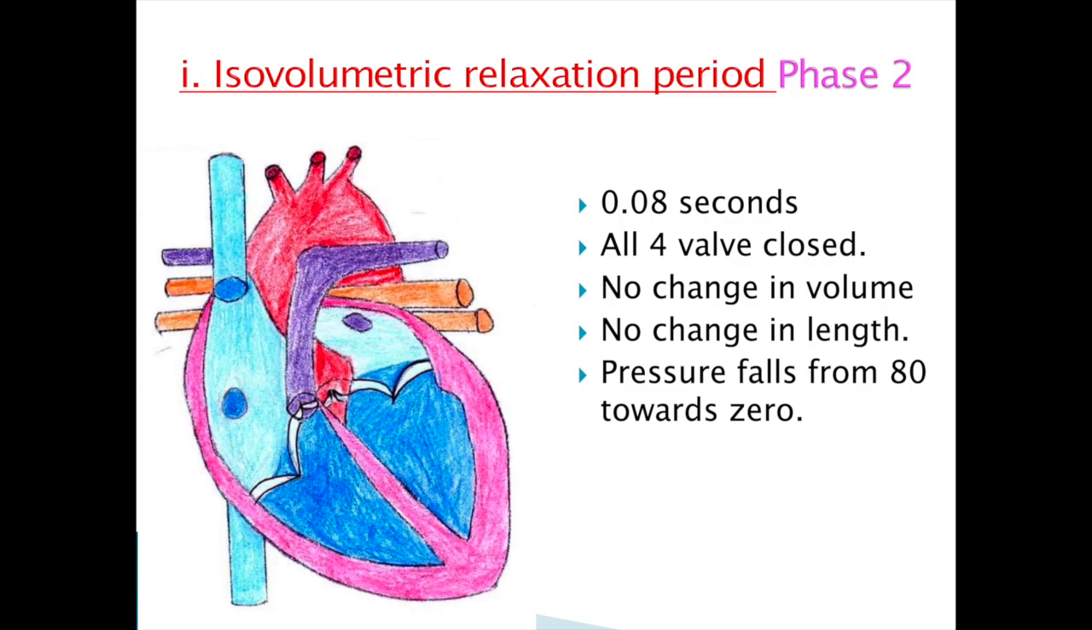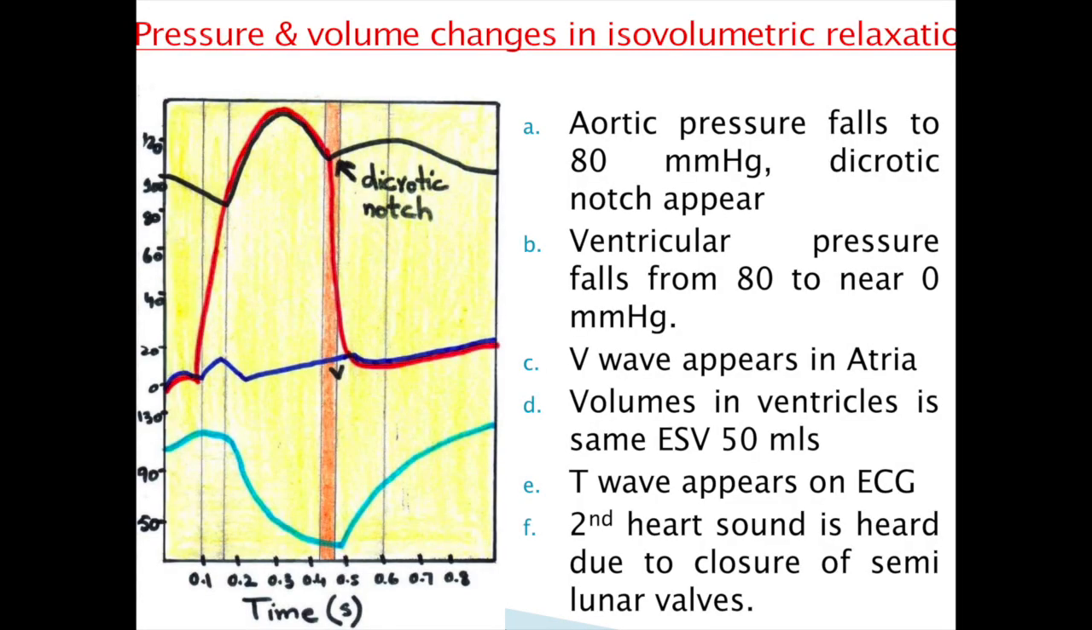So what happens in this diagram, you can see all 4 valves are closed, and the ventricles are closed cavities, and this stage is 0.08 seconds. No change in volume, no change in length. Pressure falls from 80 towards 0 to open the atrioventricular valve when it reaches 5 to 6 millimeter of mercury. Pressure changes and volume changes in isovolumetric relaxation. So we will discuss each curve one by one.